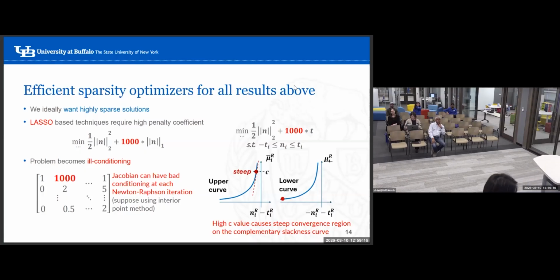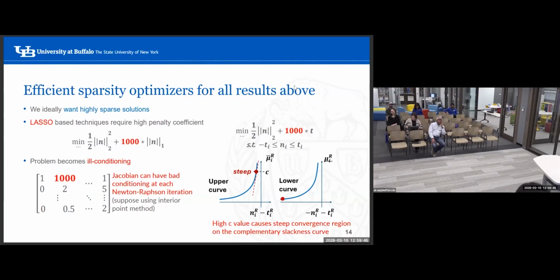One of our prior works looks into this from the optimization landscape. From an optimization view, this one term which enforces sparsity is non-differentiable. So let's first convert it to a differentiable optimization problem by introducing some additional variables t, and that transforms into some inequality constraints. And those inequality constraints, if we solve with the interior point method, will correspond to some perturbed KKT conditions.